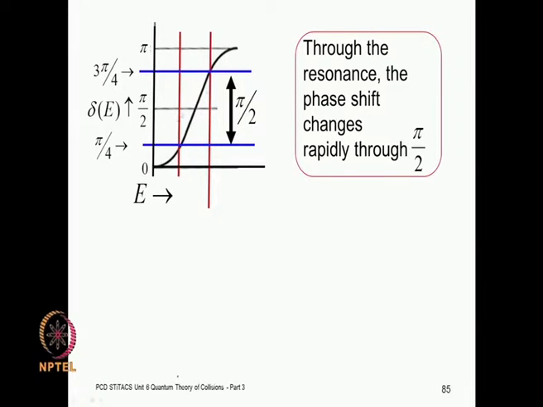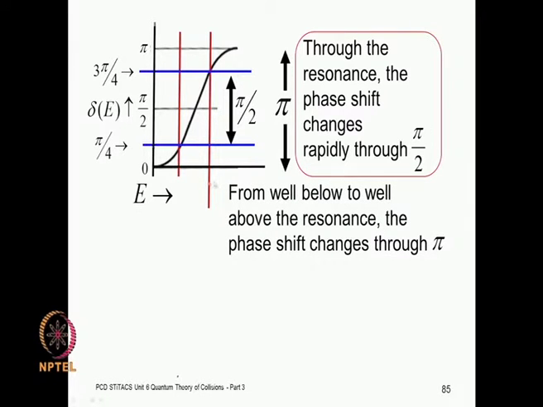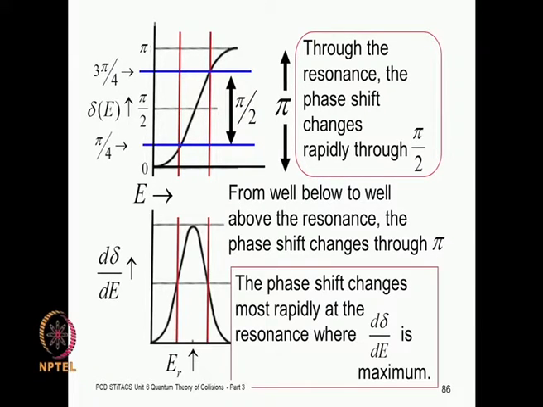So, I mentioned earlier that at a resonance the phase shift changes rapidly through pi by 2, and from well below the resonance to well above the resonance, the net change in the phase shift is through pi. Okay. So, across the resonance you will find that the phase shift changes through pi. Close to the resonance it will change rapidly through pi by 2. How rapidly it will change through pi by 2 will depend on the width of the resonance and some other details of the resonance profile.